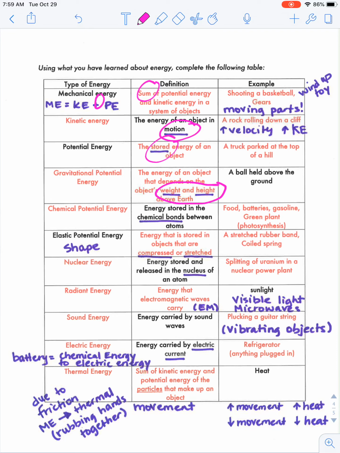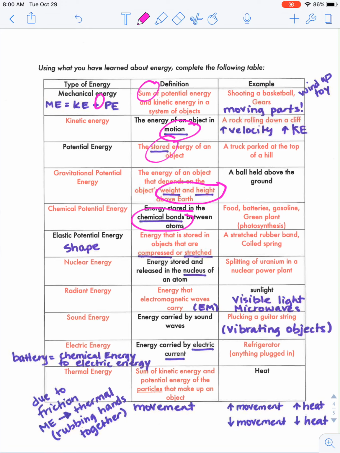Chemical potential energy is energy stored in the chemical bonds between atoms. Chemical bonds. So there are going to be a couple here that are very similar, but these are the bonds between, say, a carbon and a hydrogen and oxygen atoms forming a molecule, the bonds between those atoms. That's where your energy is stored. So food, batteries, gasoline, green plants are going to have that chemical energy as a result of photosynthesis, making their own food. So it has the potential to give you energy for mechanical energy then afterwards, for kinetic, after you eat that apple or you have that banana or whatever else that you are eating, you break down those bonds and the energy is released.